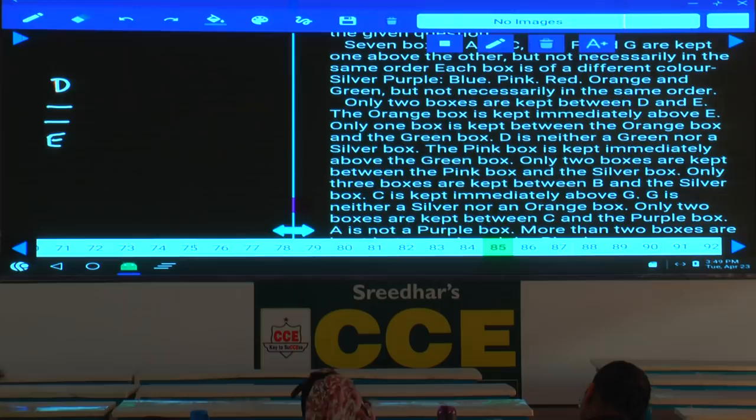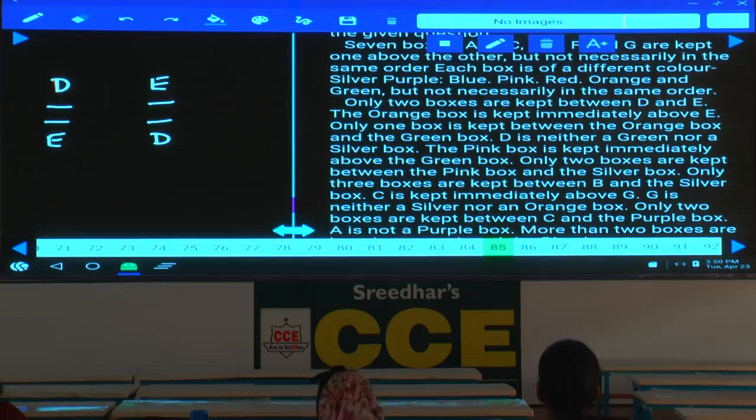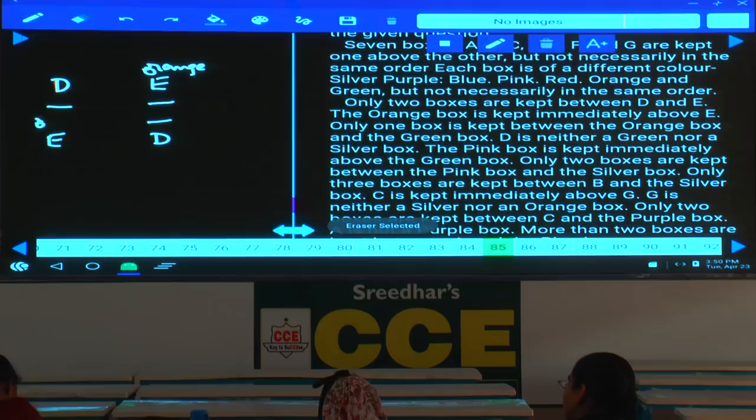Again, it is not clearly given whether D is above E or E is above D. And in the second case, if D is here, only 2 boxes are in between D and E, whether E can be above D or D can be above E. Hence we have 2 possibilities. And the orange box is kept immediately above E. Orange is immediately above E, hence in this case orange is here.